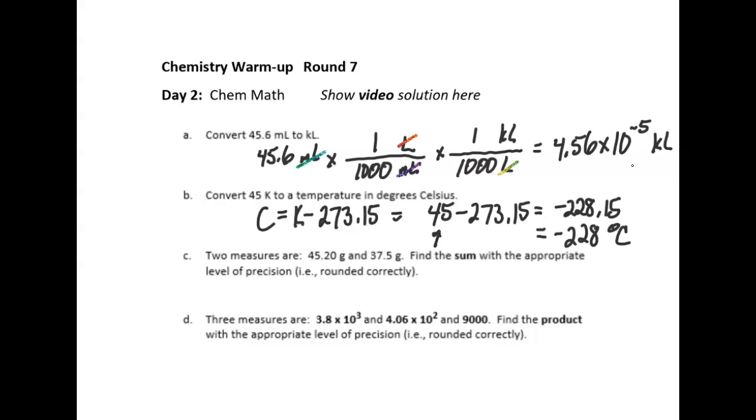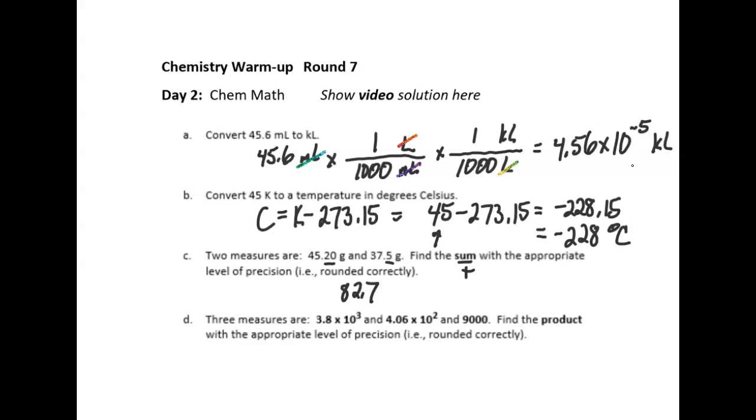Question C. Two measures are 45.20 grams and 37.5 grams. Find the sum. So sum means that you add together the two numbers. When adding the numbers on a calculator, the result is 82.7. For an adding problem, pay attention to the decimal digits. The first number in the calculation has 2 decimal digits. The second number has only 1 decimal digit.